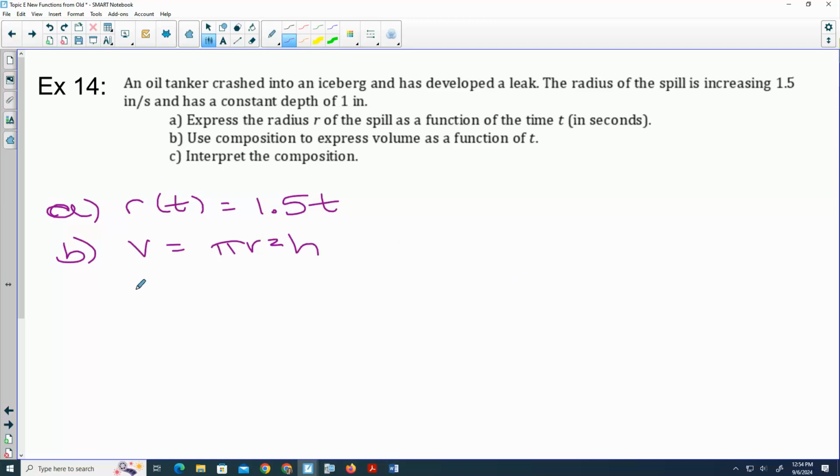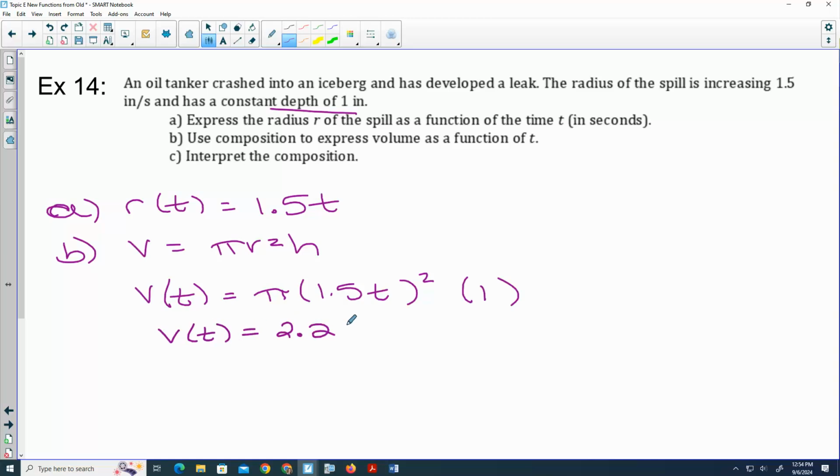So we want the volume as a function of t. So t can be our only variable. What would I replace my r with? 1.5t. And then what do we know about our height? It's a constant depth of 1. So 1.5 squared would be 2.25 pi t squared. Could you do t squared pi with that because it's commutative? Yeah.